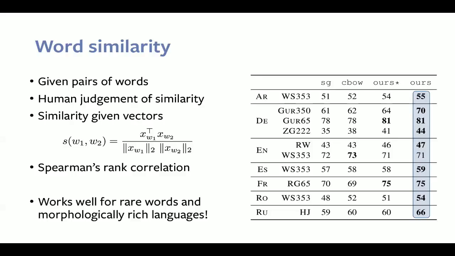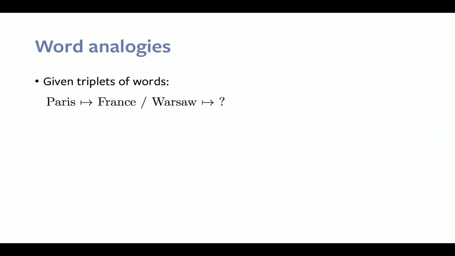What's interesting is that it works well for datasets where you have rare words or languages which are morphologically rich. You see that on German, you have a big boost of performance. And on rare words, which is a dataset specifically tailored for infrequent words. Russian also works quite well. Declensions are in Russian, so that might be a reason.